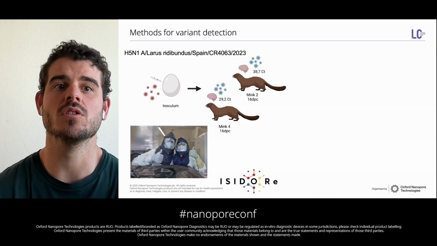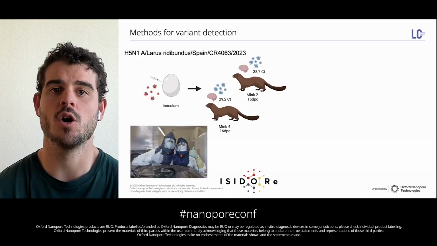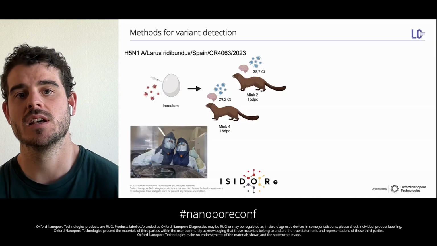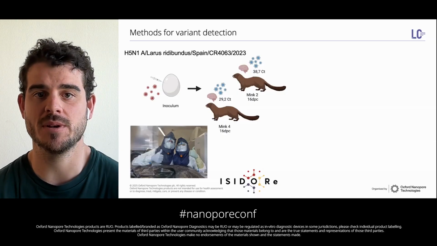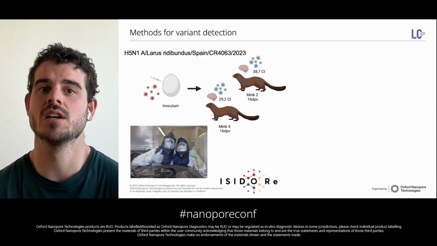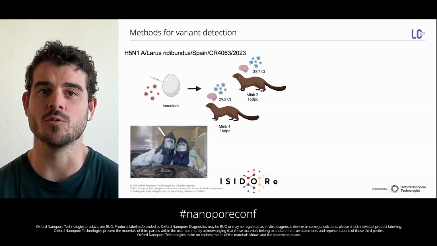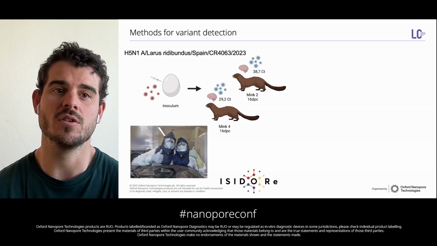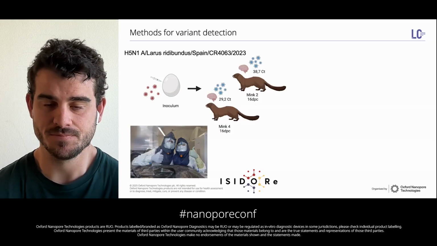What we did was to infect a group of minks to understand how this wild bird adapted virus was adapting to mammals. What we saw is that at the end of the experiment, at 16 days post-challenge, there were 2 animals that were positive in brain. And what we did is collect these samples and sequence together with the original inoculum to compare the different variants.